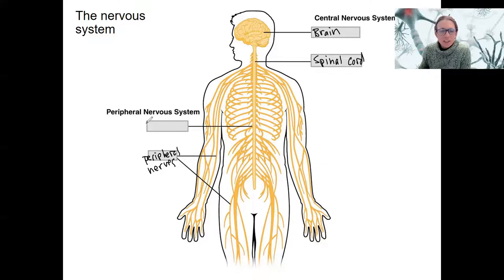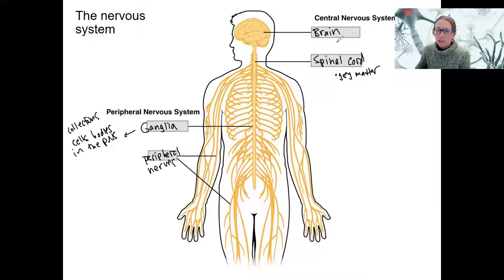These little balls are called ganglia. Ganglia are cell bodies, collections of cell bodies in the PNS. Where are cell bodies in the CNS? Actually, both these places. It's going to be in gray matter, is what it's going to be called. That's where cell bodies are located.